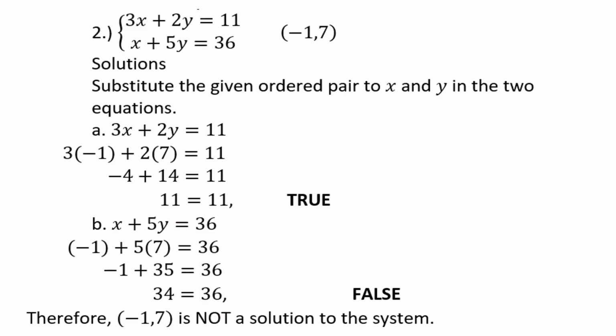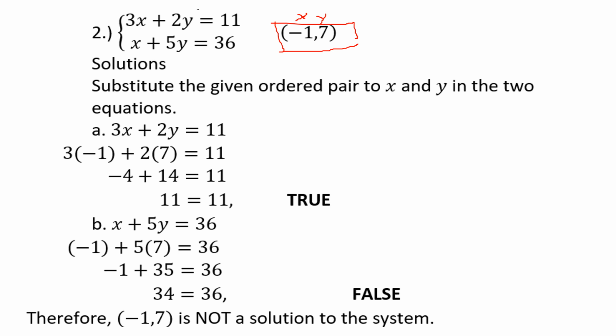Okay, so let's have here another example. 3x plus 2y equals 11 and x plus 5y equals 36. So let's determine if negative 1 and 7 is the solution set of these equations. So substitute the given ordered pair. So this is our x. And this is our y.